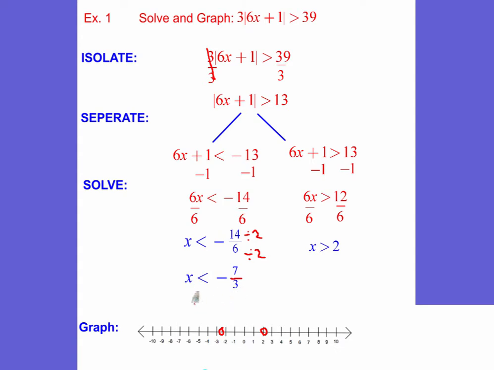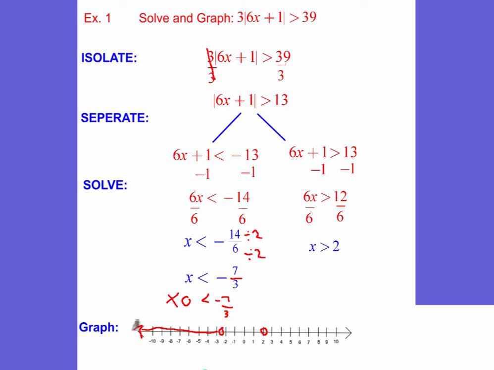Once again, I want to use a test point. I'm going to use 0 for x, so I plug in 0 less than negative 7/3. The question I'm asking myself is, is 0 smaller than negative 7/3? Well, no, negative 7/3 is a negative number and 0 is bigger than every negative number, so this does not work. Because that does not work, I don't want 0 to be in the solution for this inequality, so I want to shade to the left.